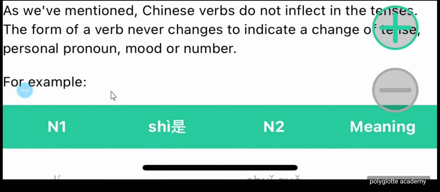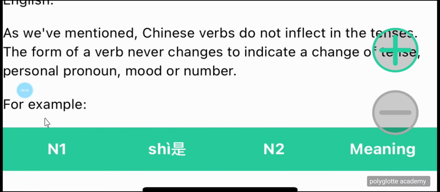For examples, stay tuned for the next lesson, because we are going to be showing examples involving nouns and the verb to be in Chinese.